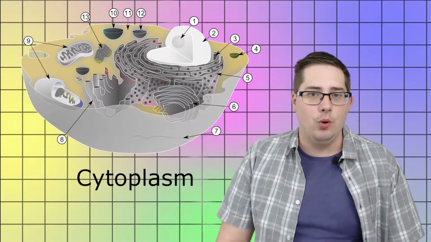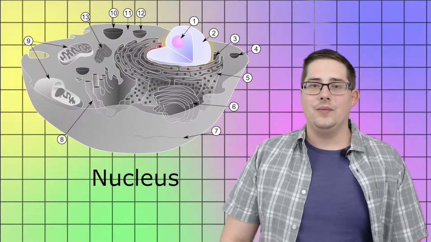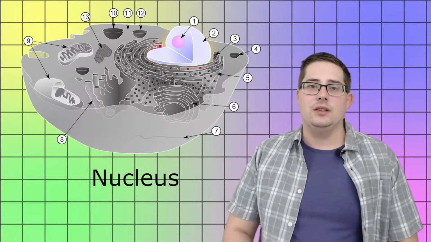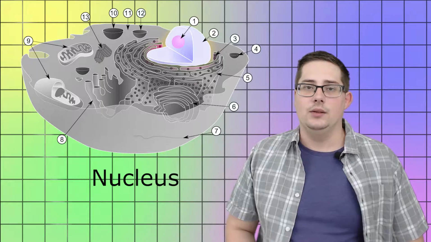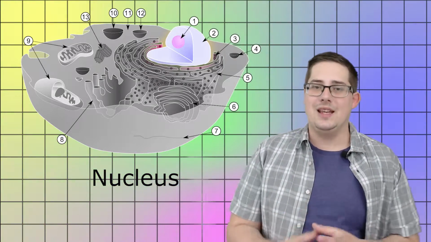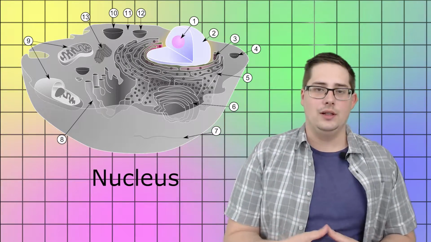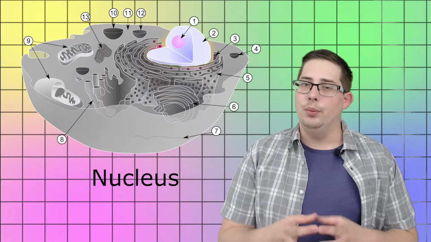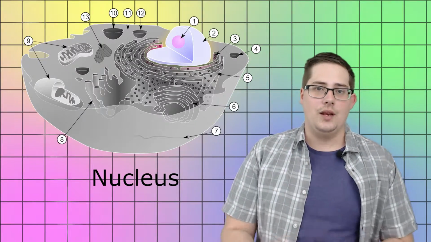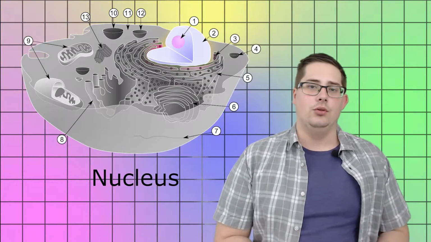By far the most important organelle in the cell is the nucleus. The nucleus is the control center of the cell. It manages all of the functions of the cell. The way the nucleus does this is by the DNA. The DNA is contained within the nucleus, and it is kind of like the blueprint of the cell. The DNA is read by the nucleus, and then the nucleus tells the cell what to do and how to form.